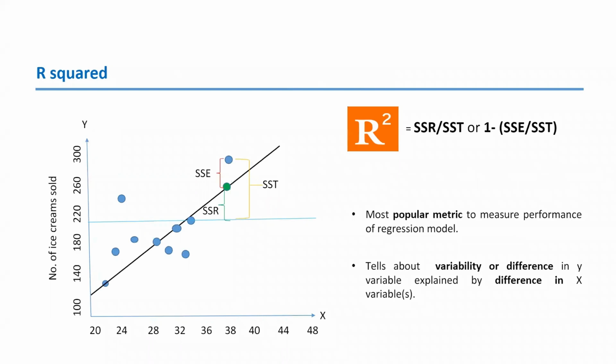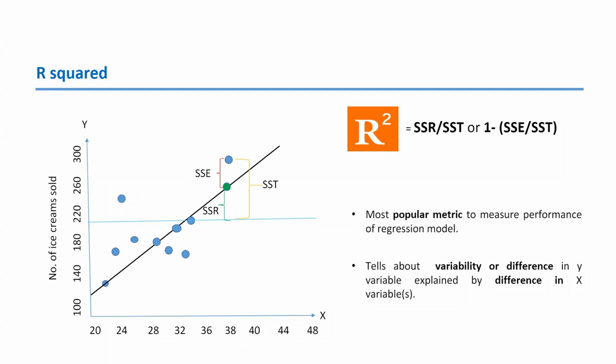Now, what is R squared? In regression, we don't have anything called accuracy, precision, recall or a confusion matrix. In regression, we have something called the R squared value. It is the most popular metric to measure the performance of a regression model, and it tells about the variability or difference in the Y variable explained by the difference in the X variable.